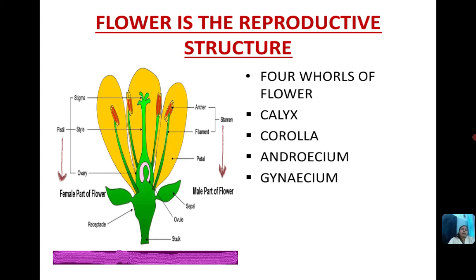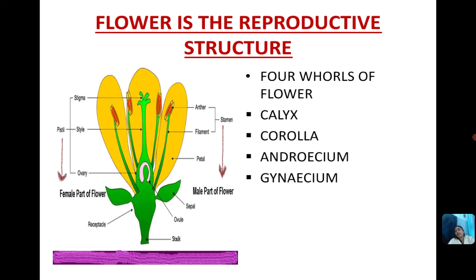So, this chapter we will divide into 3 segments. The first segment of this chapter will comprise the pre-fertilization events. Then the second part is fertilization events, and the third part is post-fertilization events. In pre-fertilization events, we mainly have the formation of pollen grains, formation of embryo sac, and pollination. In this module, we will see the formation of pollen grains.